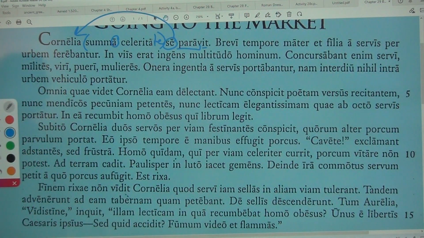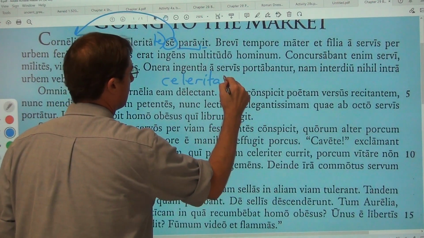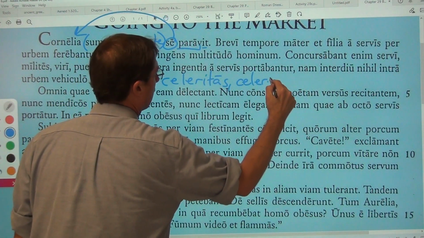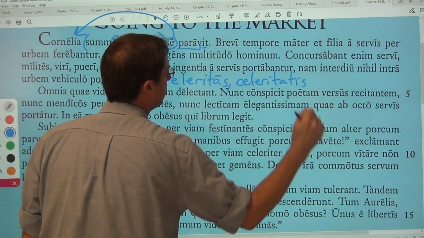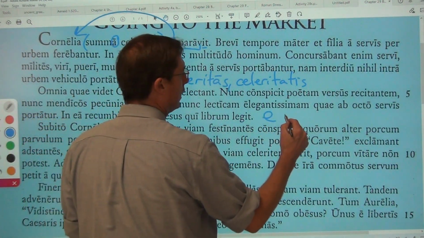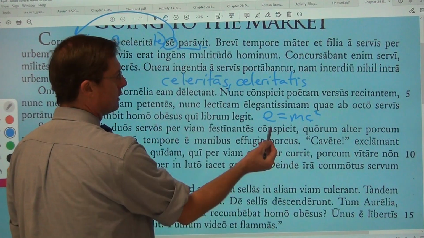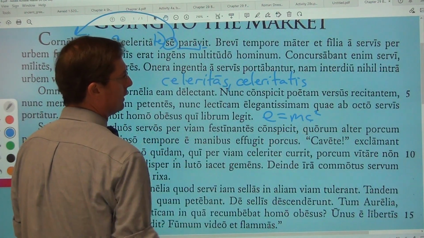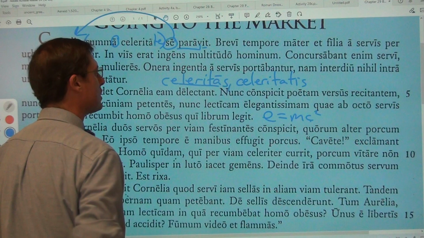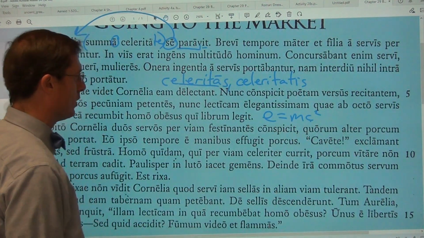In this chapter we learn the word celeritas, which is the nominative, celeritas, and celeritatis, and that is the word for speed, in which you see it in the most famous of all scientific equations, E equals mc squared. C is the speed of light. Energy equals mass times the speed of light squared. And since celeritas means speed or celerity, then obviously it is the abbreviation C that we use.